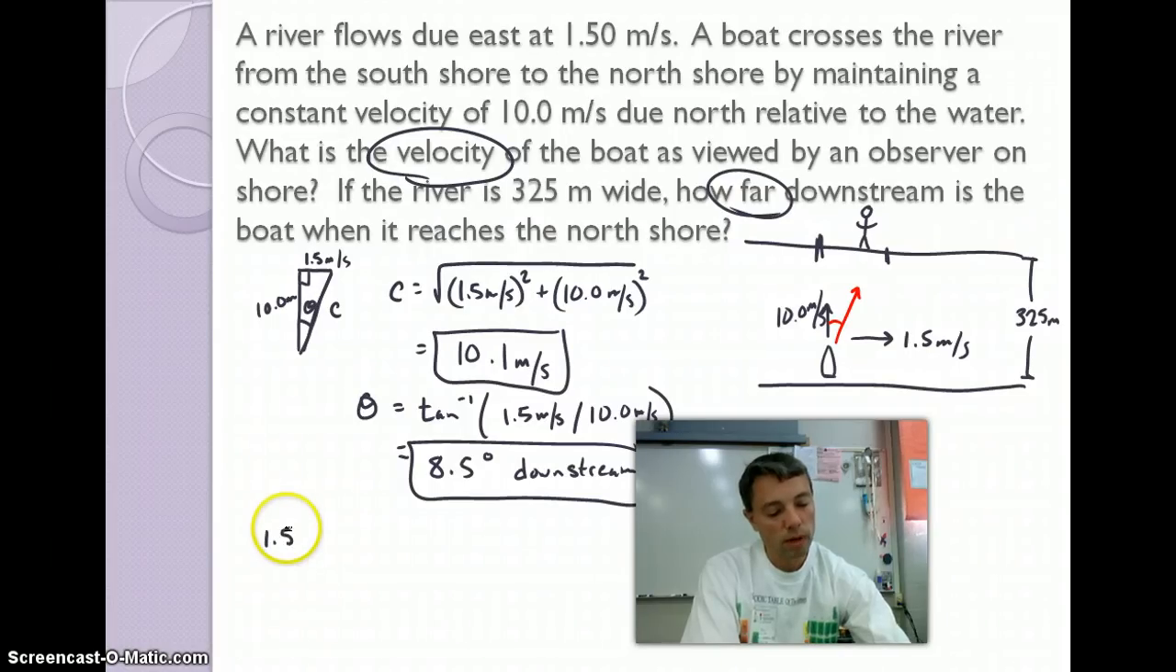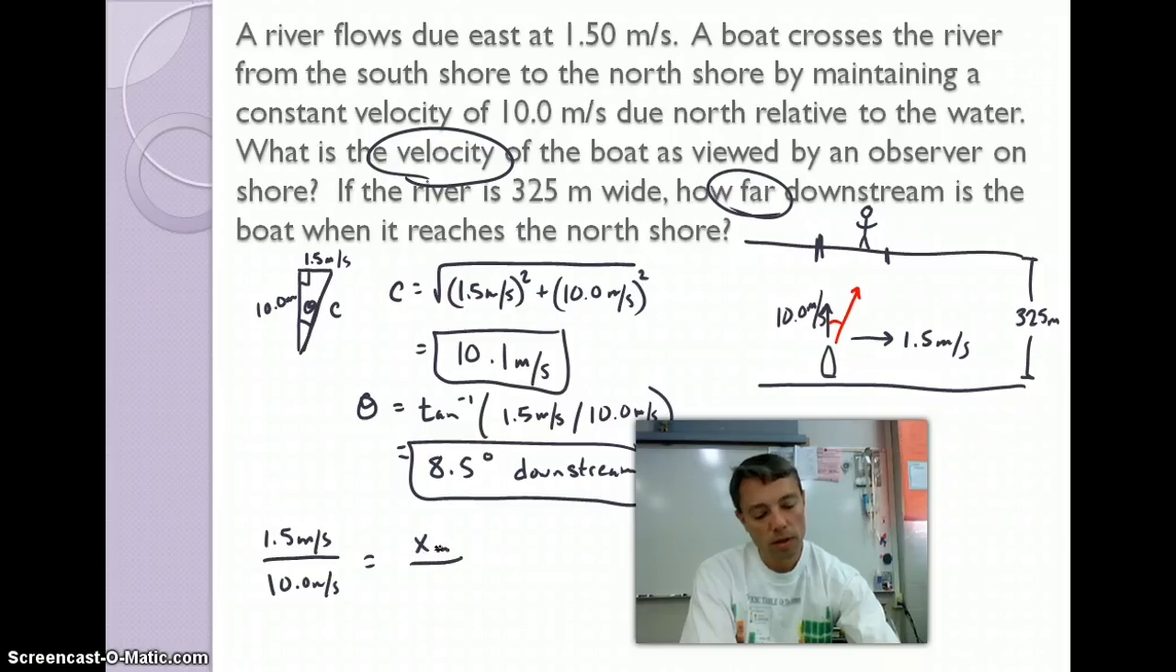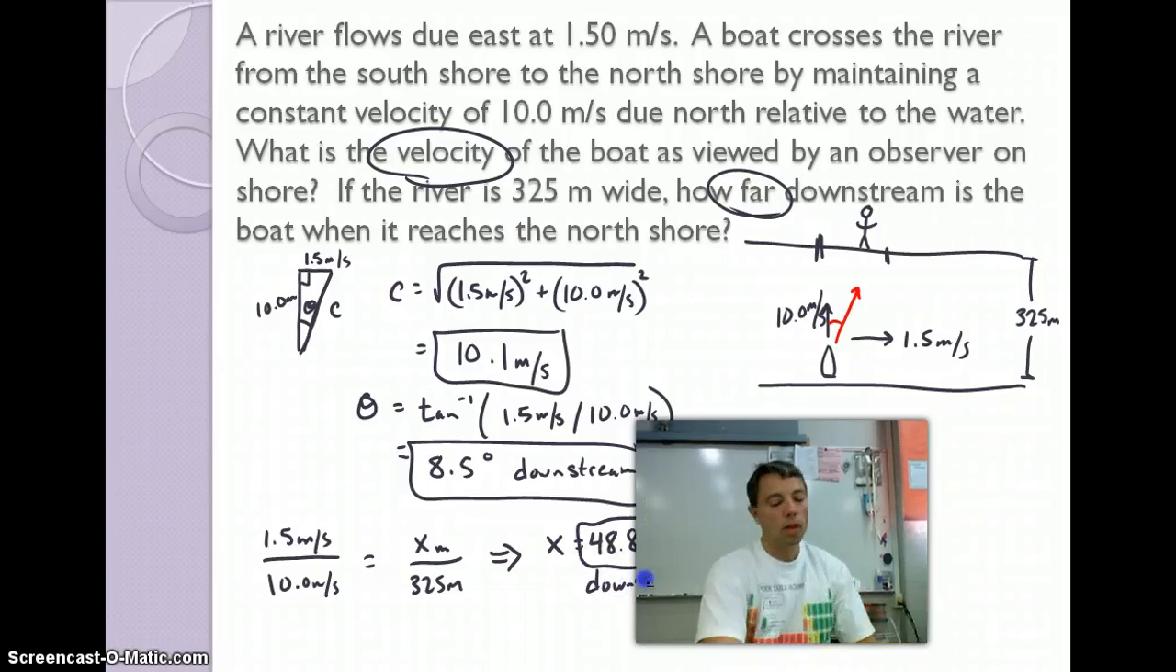I'm going to take the 1.5 meters per second over the 10 meters per second. That's my one triangle. My similar triangle then would be x meters over 325 meters. And then I'm just going to cross multiply and solve for x. And this is how I then get an answer for x to be 48.8 meters, again, downstream. So that's my distance that I am downstream on this problem.